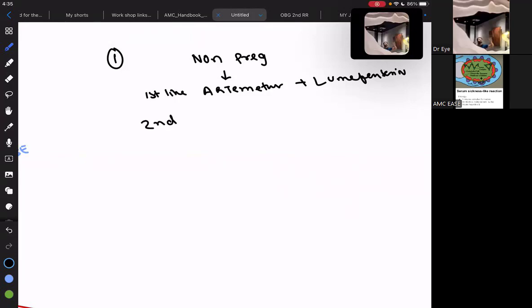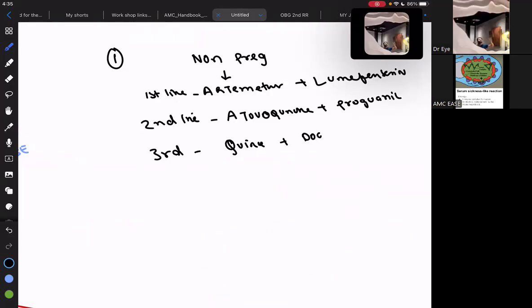If they talk about the second line, then what you have to go for? You have to go for atovaquone, or you can go for proguanil. If they talk about the third line, if they don't give these two in the options, then you can go for quinine plus doxy or clinda. And this clinda is used in pregnancy and in child.